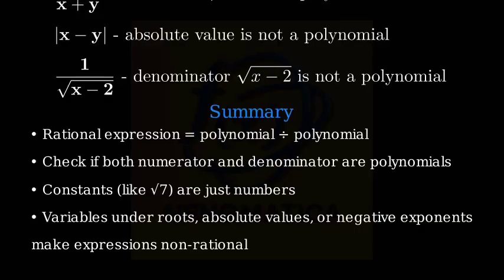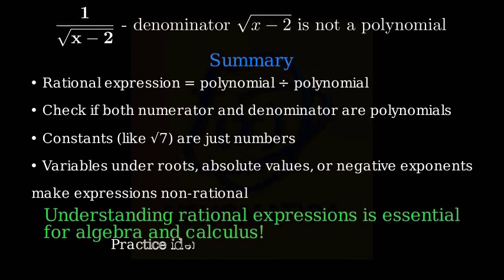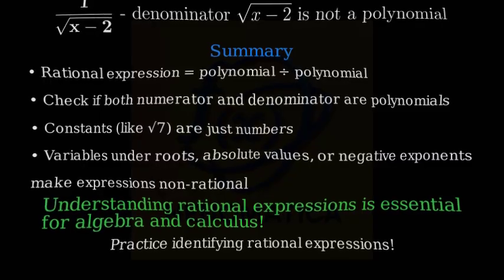However, expressions with variable terms under a square root or with absolute value functions or negative exponents cannot be rational expressions unless they can be simplified into polynomial form. Understanding rational expressions is essential for algebra and calculus. These expressions follow special rules for manipulation, simplification, and operations that we'll explore in future lessons. Practice identifying rational expressions to build a solid foundation for your mathematical journey.